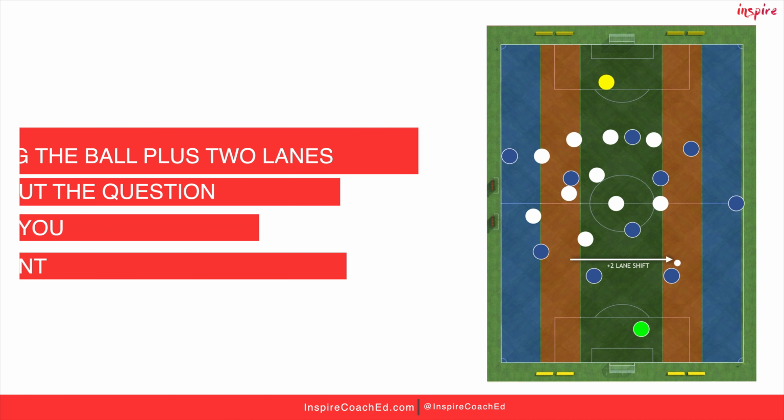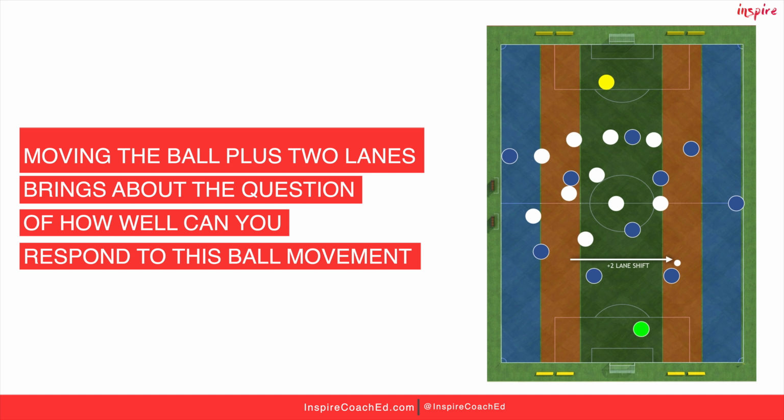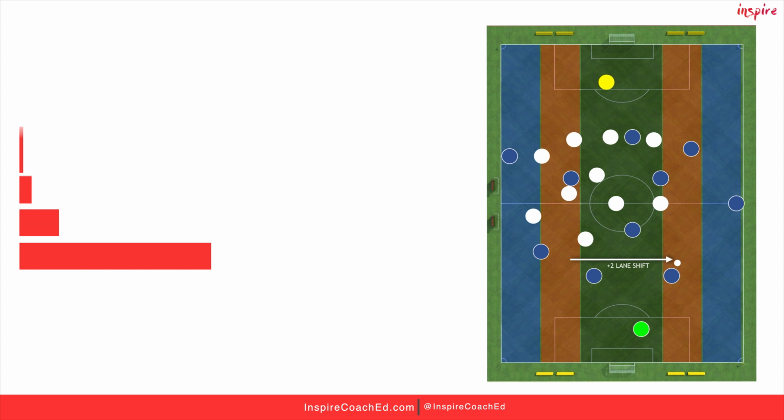So moving the ball plus 2 lanes brings about a question of how well can you respond to this ball movement. The player receiving it should be able to find gaps amongst their movement to penetrate. And this happens at the very top level.